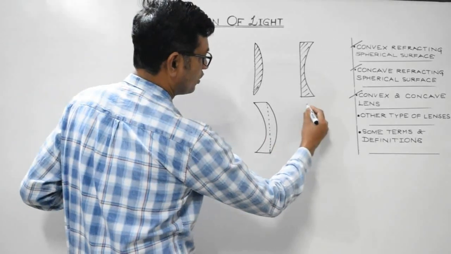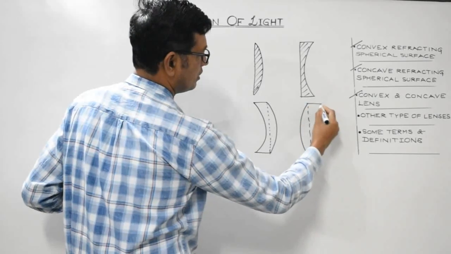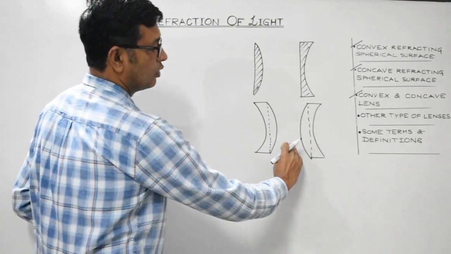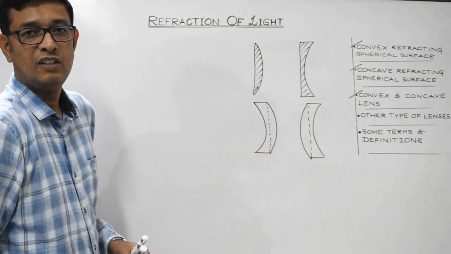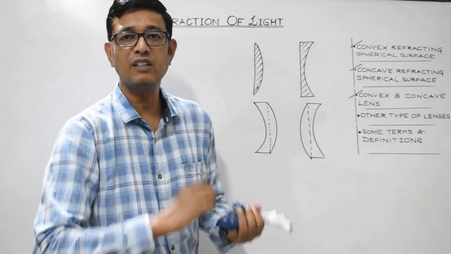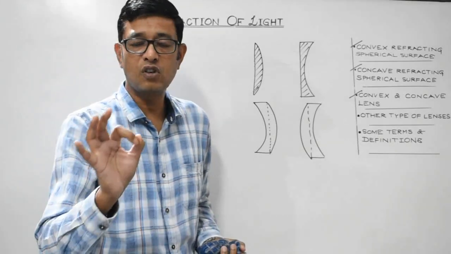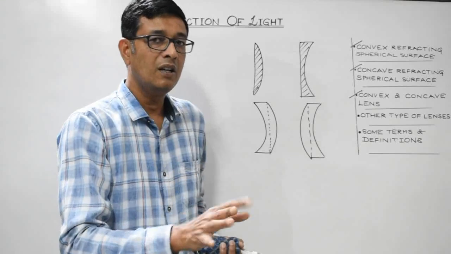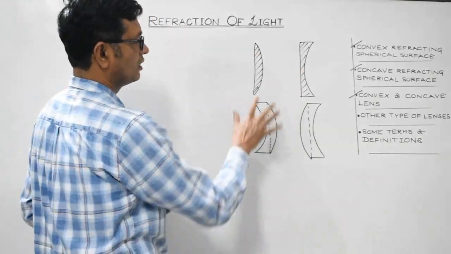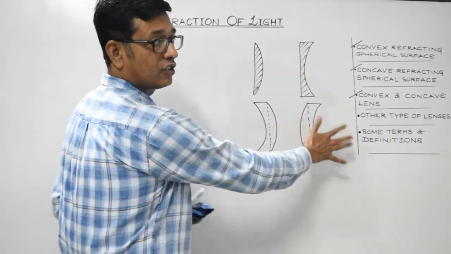Then you can consider this as well. This is a convex portion and this one is the concave portion. It is convexo-concave lens. So what I mean to say is that there are various types of lenses which can be obtained by various combinations, right? But in your syllabus, we will be chiefly concentrating only on biconcave and biconvex lenses, right? So, these are various types of lenses: plano-convex, plano-concave, concavo-convex, convexo-concave lens.